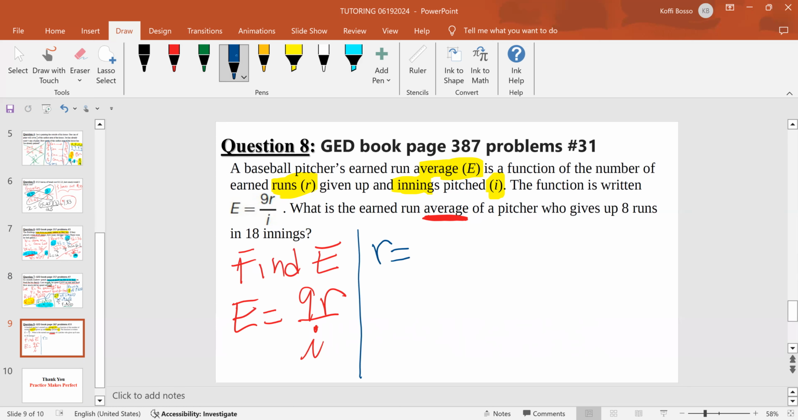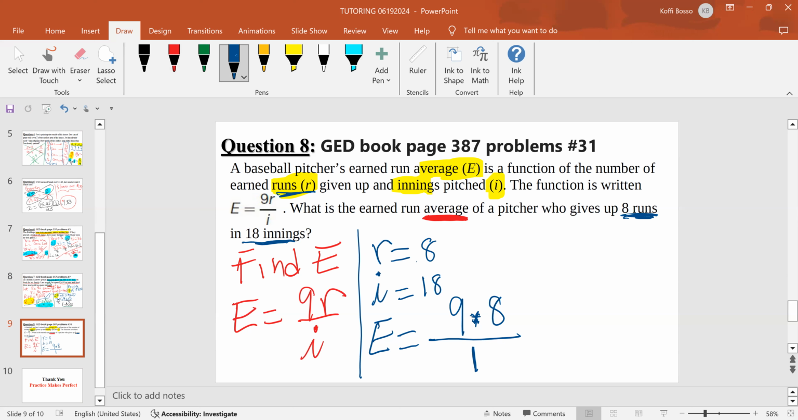R is 8, because they say 8 runs. R is for runs. Do you know I? Yes, it says 18 innings. So that means to find E, we plug in: 9 multiplied by R, which is 8, divided by I, which is 18.